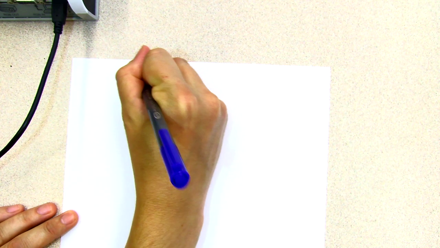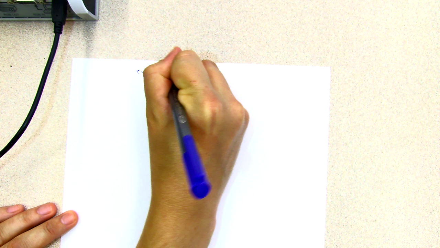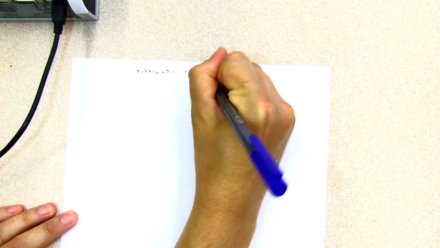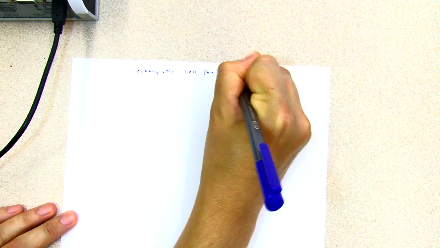Salve. In this video, I'm going to show you how to draw a generalized eukaryotic cell, specifically an animal cell. According to the IB syllabus, you need to be able to not just recognize and label these diagrams, but you also need to be able to produce them. So I'm trying to show you how to produce them.